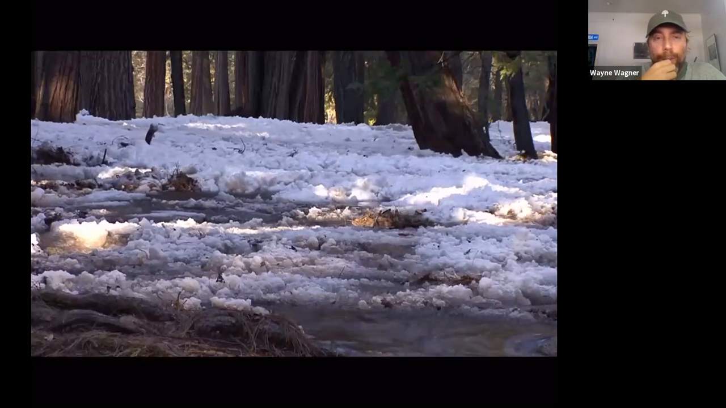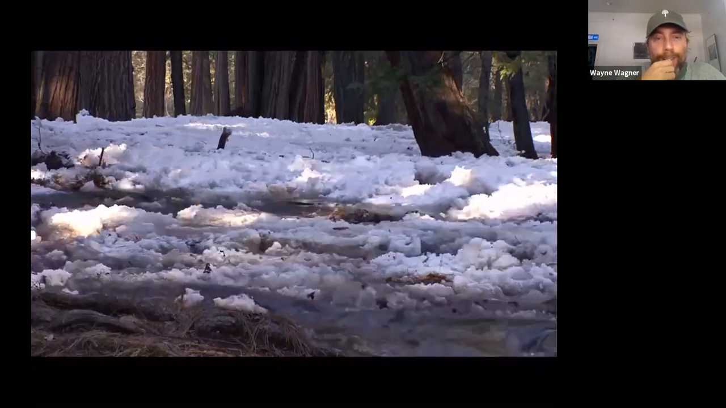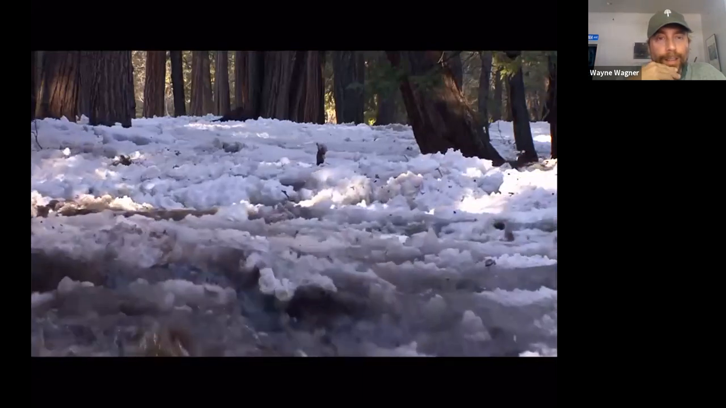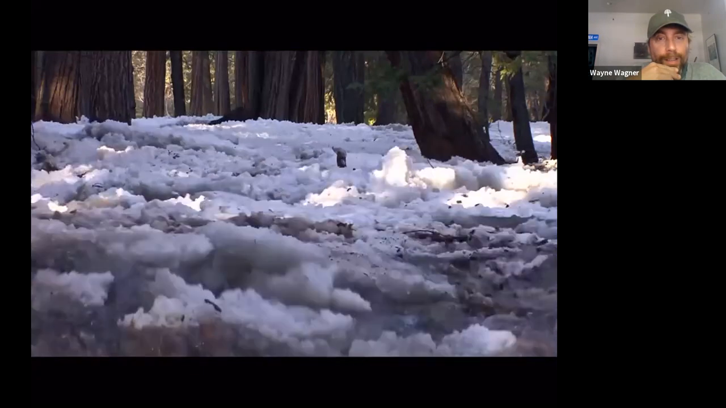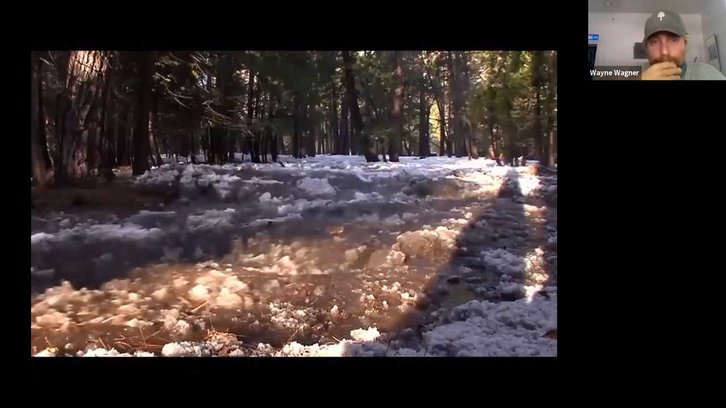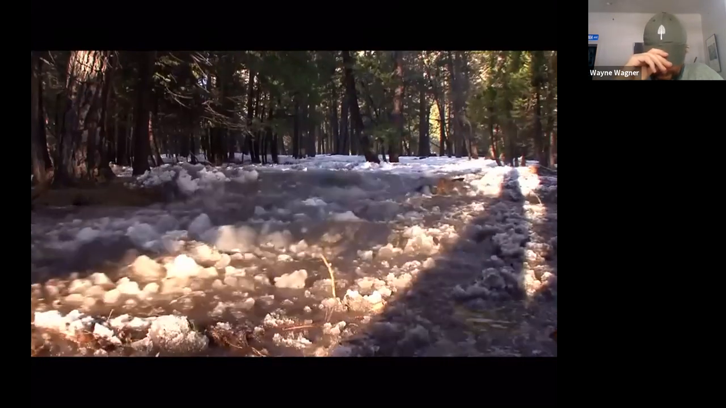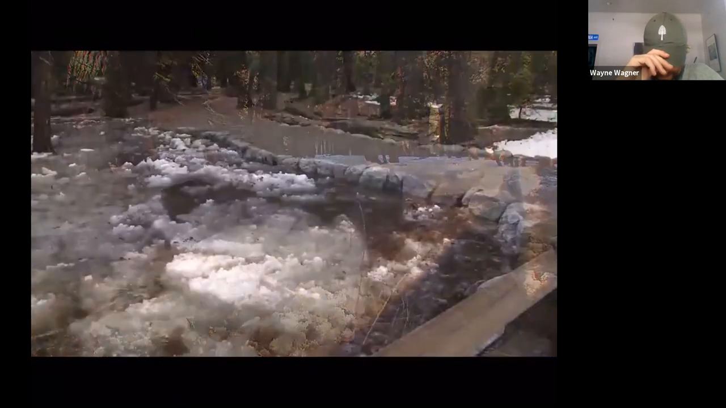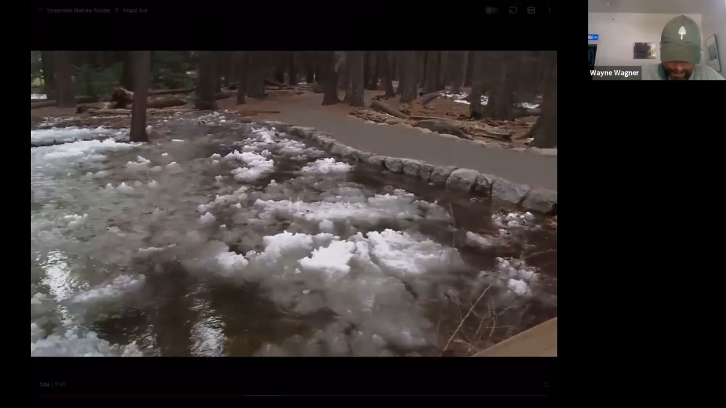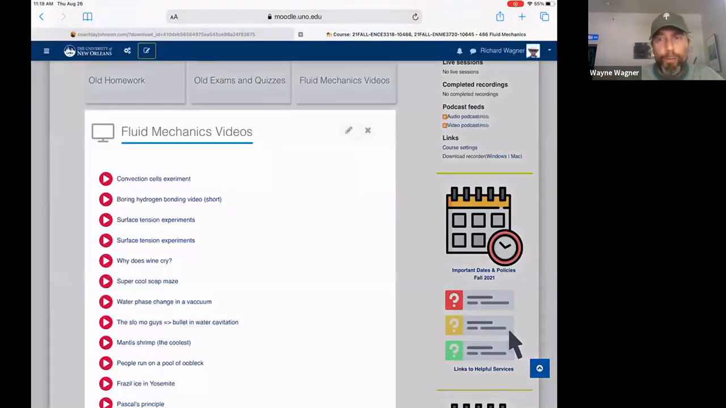All right, this last little bit. It's the full force of Yosemite Creek, which can be up to, say, 100 cubic feet per second. All right, anyway, frazzle ice.